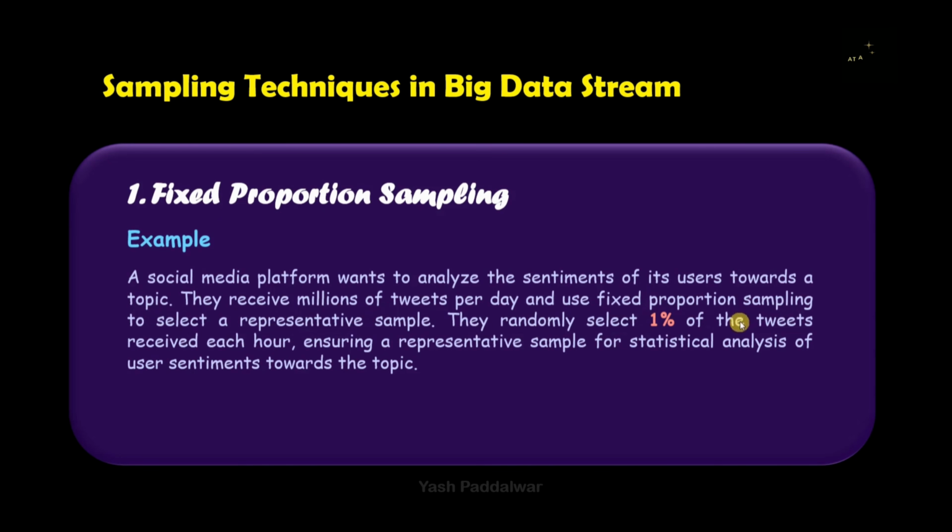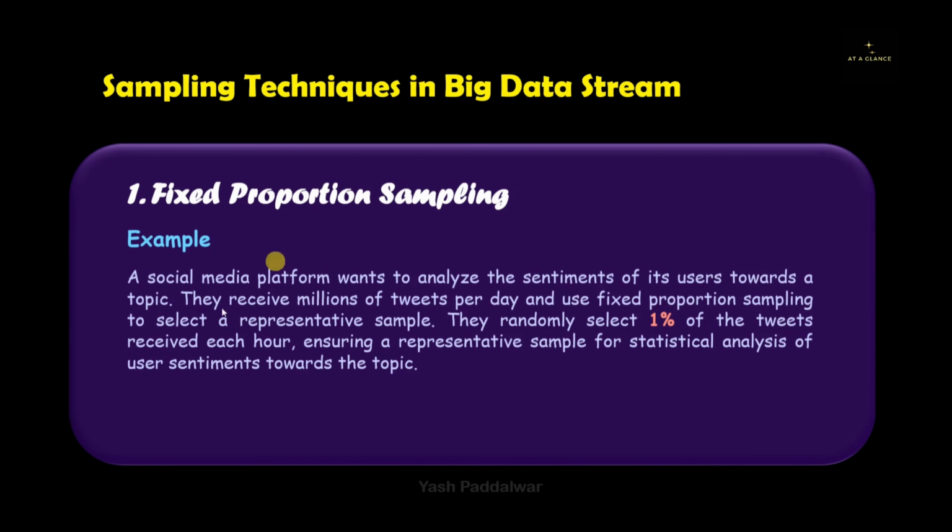Now there are millions of tweets that get generated every single day, and it's very difficult to process and store all of these tweets. So instead of that, the company applies fixed proportion sampling, and the proportion is 1%. That means this 1% of the entire tweets generated every single day will represent the entire streaming tweets, and this will be used for statistical analysis of the user sentiments towards a particular topic.